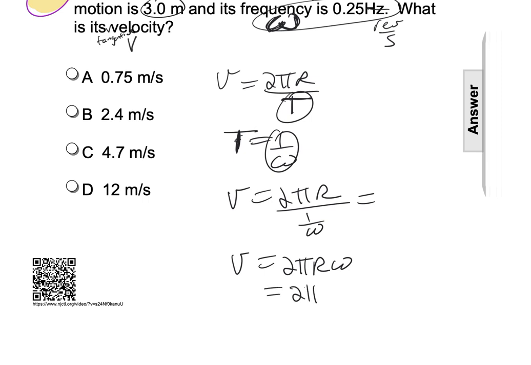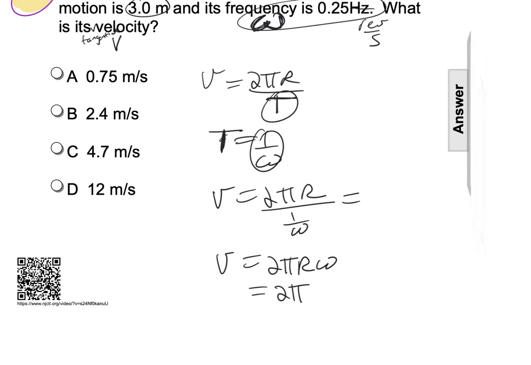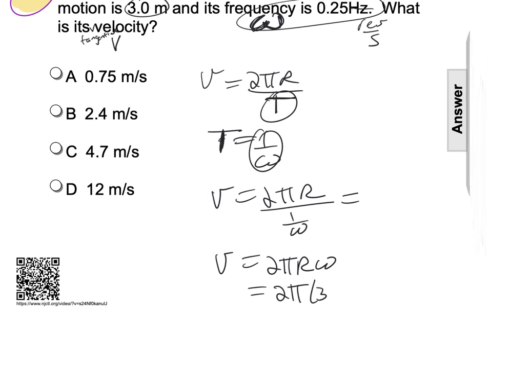So this would be 2 pi times the radius, 3, times the angular speed, 0.25. So 0.5 times 3, 1.5 pi. I get 4.71 meters per second.